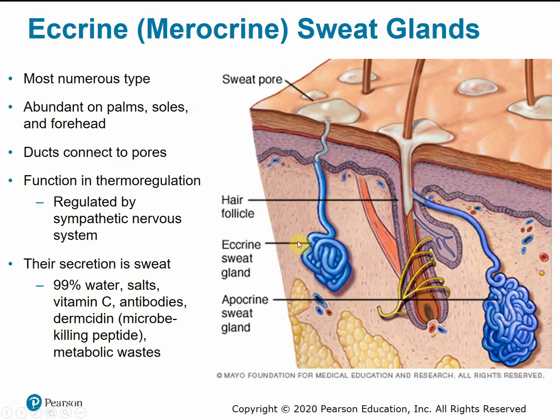Eccrine glands are the most numerous type, just your normal stereotypical sweat gland for thermoregulation. They're most abundant on the palms, the soles, and the foreheads. When you get hot and sweaty, one of the first places you accumulate sweat would be on your hands or your head. These glands have ducts that connect directly to the pores on the surface of the skin. Their secretion is sweat, which is 99% water, some salts, maybe a few antibodies, and some antimicrobial proteins.